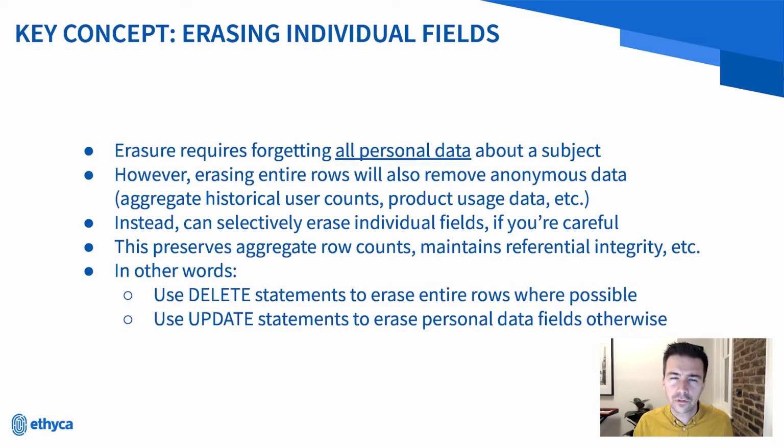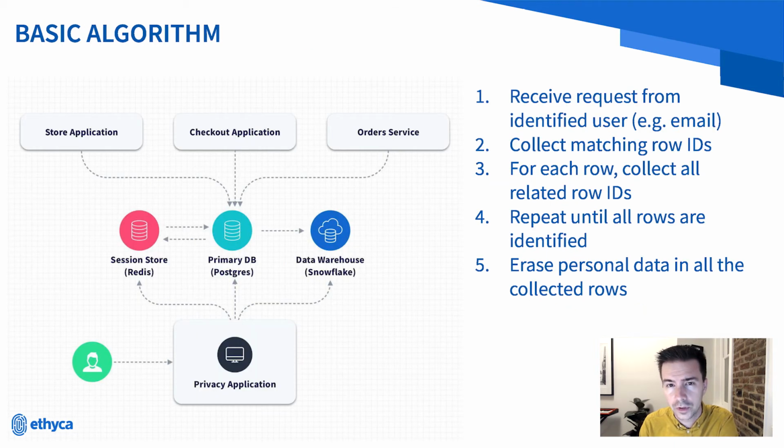Now, while erasure requires us to forget all the personal data about a subject, it doesn't mean that you need to necessarily be deleting those entire rows from your database. In fact, given that this will also remove anonymous data and aggregate row counts and usage information, most of the time businesses probably want to selectively erase the individual fields that contain personal data in order to preserve that aggregate information and avoid those integrity issues we talked about. So in other words, if you can, prefer deleting those rows because it's the simplest. But today we'll focus more on using updates to selectively erase fields instead.